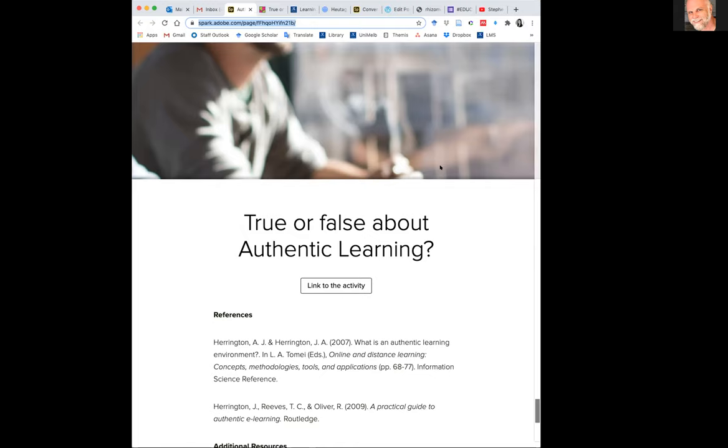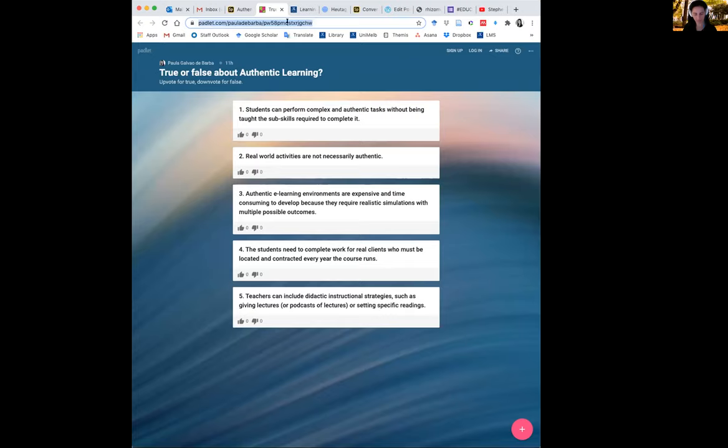So I have here a true or false activity. If you could click on the link, I was going to paste it into the chat, but my chat is gone. Can someone paste it into the chat for... That's okay. And the idea here is we have five statements about authentic learning, and you upvote for true and downvote for false. So I'll give you a few moments to go through it.